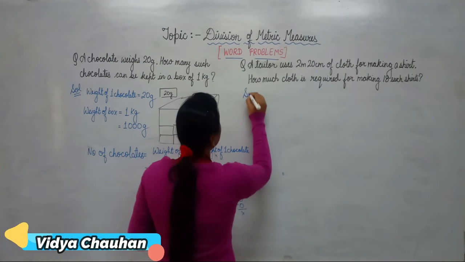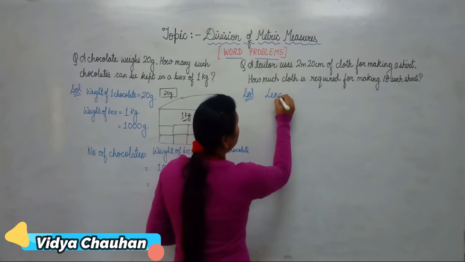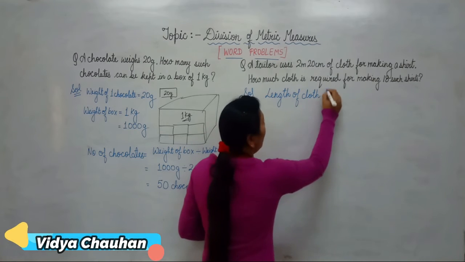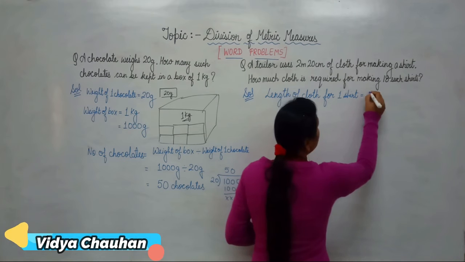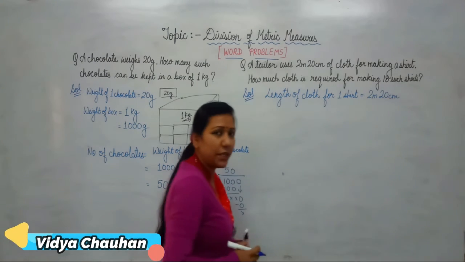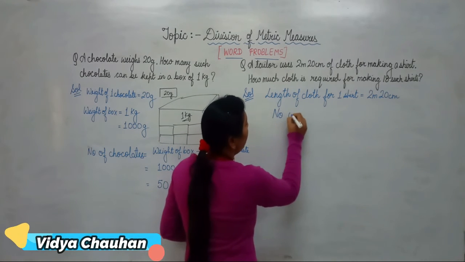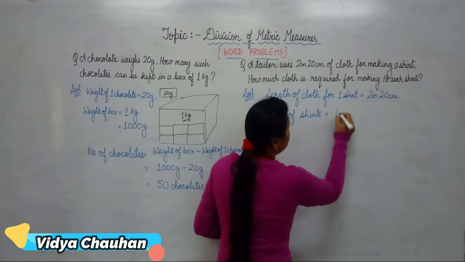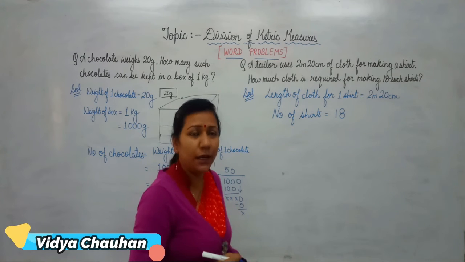So starting with the solution, very first you will write the length of cloth for one shirt. How much cloth is required for making one shirt? 2 meter 20 centimeter. Now, how many shirts does the tailor have to prepare? The number of shirts which the tailor has to prepare is 18. He has to prepare 18 shirts of the same kind.